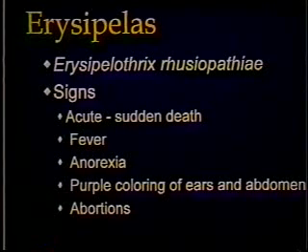Erysipelas, caused by the genus Erysipelothrix, is a disease primarily associated with swine. There are basically 2 forms of the disease: the acute form, in which there is rather rapid death, a fever, an inability to eat, and a purple coloring of the skin of various areas of the body, and there may be abortions if the animal survives that long.